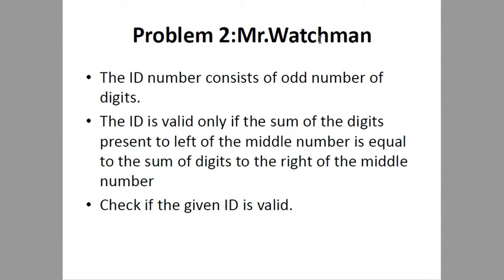The second problem is Mr. Watchman. The problem statement is as follows. Given an ID number consisting of an odd number of digits, so the length of the number will always be odd. An ID is valid only if the number of digits present to the left of the middle number is equal to the number of digits to the right of the middle number. So check if the ID is valid.